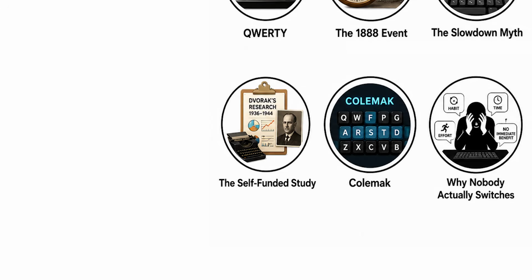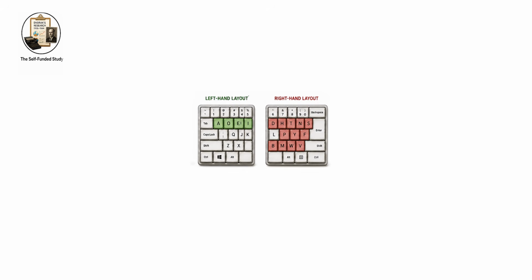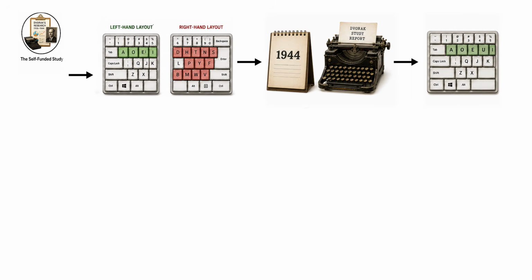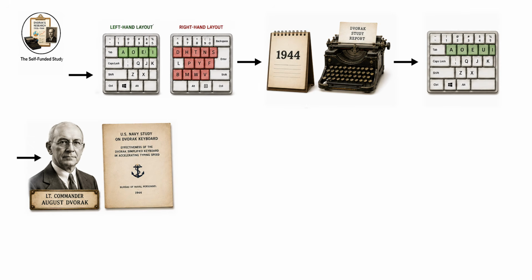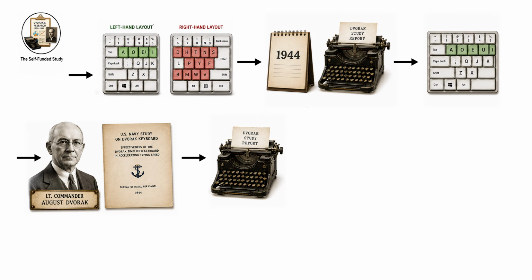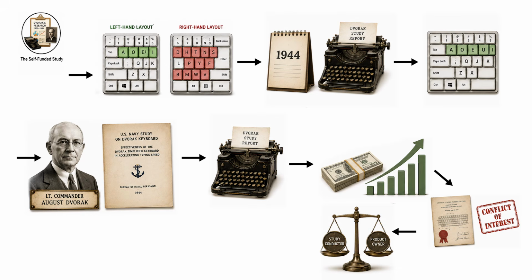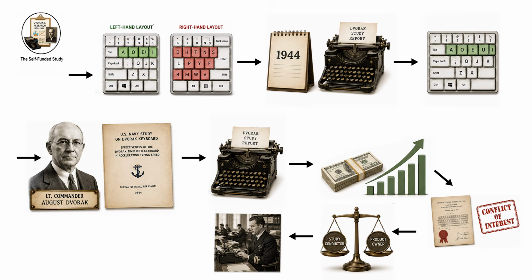The self-funded study that's still cited as proof. The single most quoted piece of evidence for Dvorak's superiority is a 1944 US Navy study showing that retraining typists on Dvorak paid for itself within 10 days through improved speed. That study was designed, conducted, and reported by Lieutenant Commander August Dvorak. While he held the patent on the keyboard the study was testing, the man being evaluated owned the product being evaluated. This is about as clean a conflict of interest as exists in the history of workplace research, and the study was never independently replicated under controlled conditions.